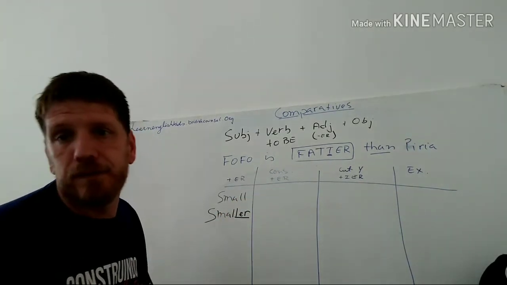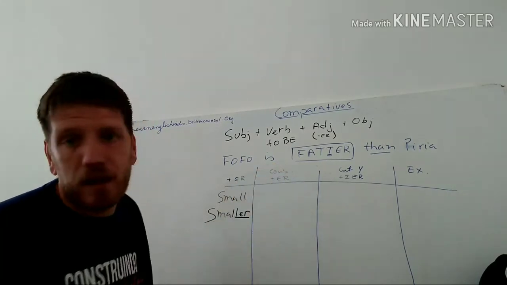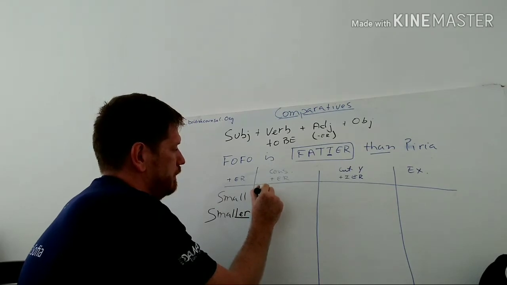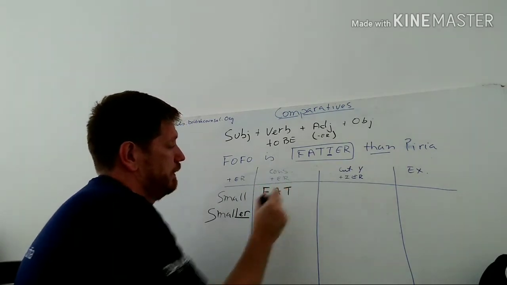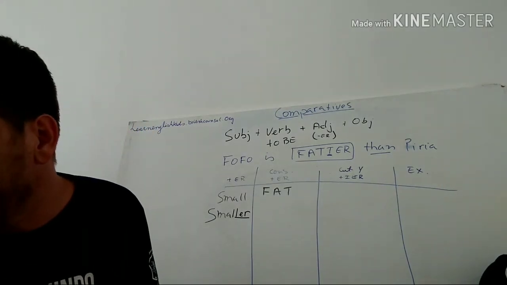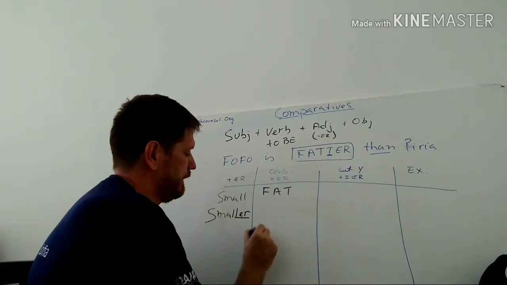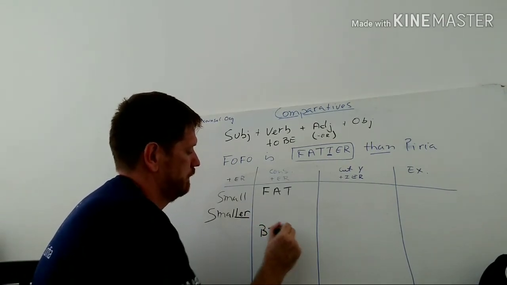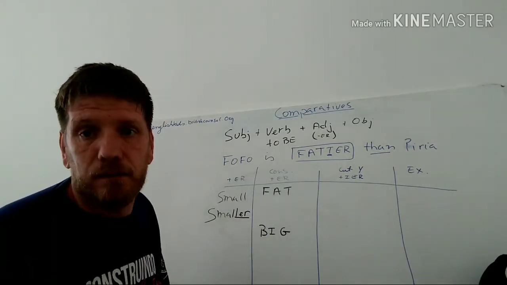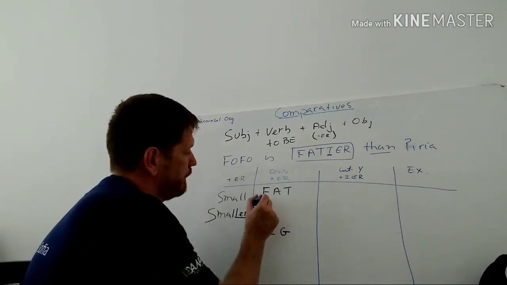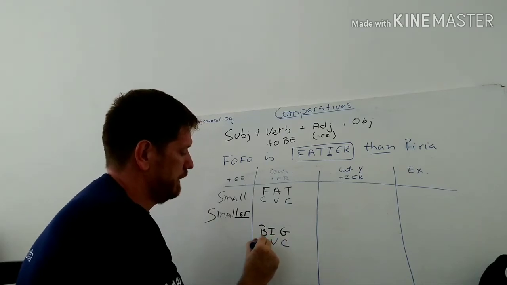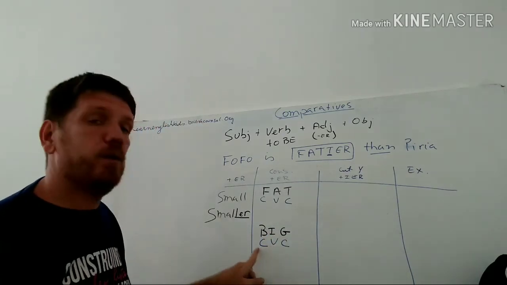Now, the ones that have a consonant, we're going to add the last consonant, which are like the group of fat. Now, what is important about fat? Let me get another one for you. Big. Okay. Fat and big, they are important because they are CVC. Consonant, vowel, consonant.